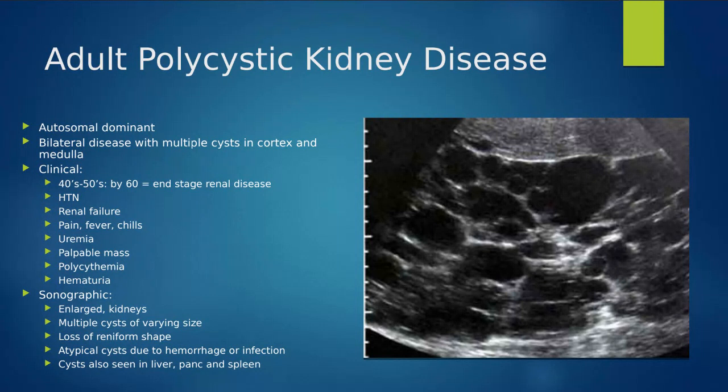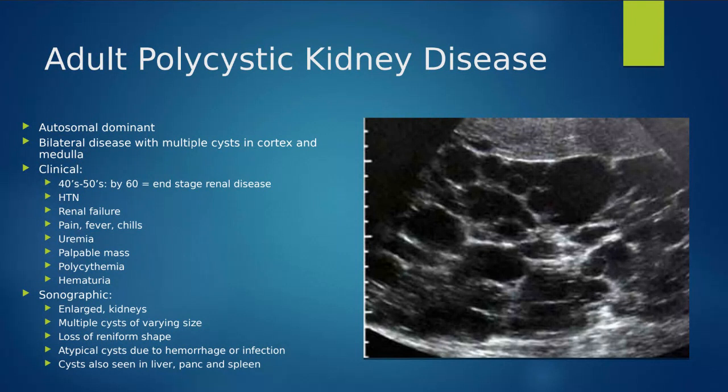This is going to be a bilateral disease where we get these multiple cysts that form in the cortex and the medullary region. So this makes a little bit more sense in terms of what we're naming it, whereas the infantile polycystic kidney disease was more about the dilation of the collecting tubules. This is us actually forming a numerous amount of cysts.